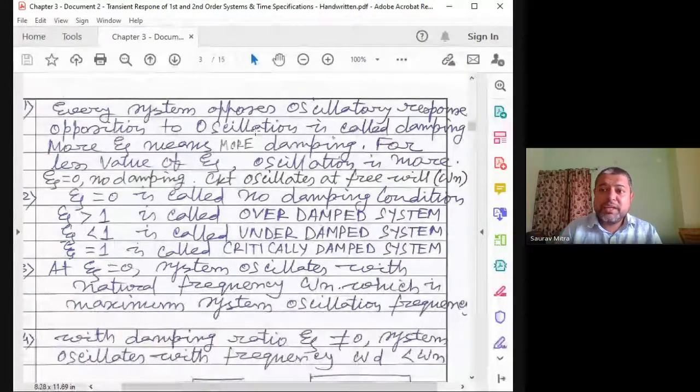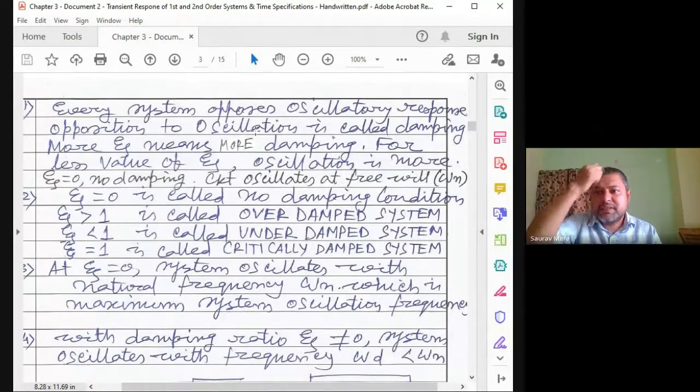Same system when we take it to 160 km per hour, the vehicle starts vibrating, because in that case we are inputting more energy to the system. Inputting more energy means we are actually creating instability in the system. So more energy given to the system, the system starts oscillating. So whenever there is an oscillation in the system, suppose zeta is zero.